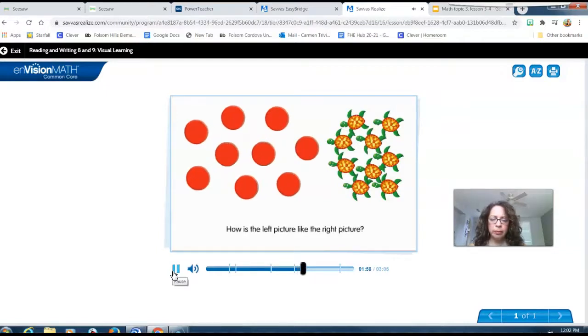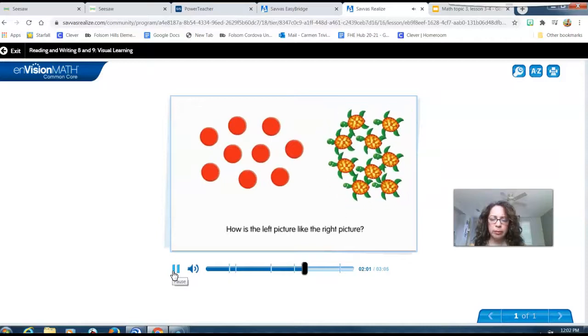How is the left picture like the right picture? How are they the same, boys and girls? Think about it. I know you know. Let's see what the answer is. It shows 9. How is the left picture different? It shows 9 with counters instead of turtles.